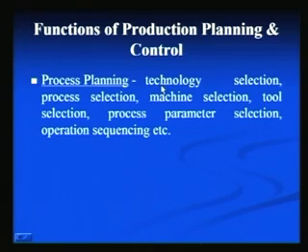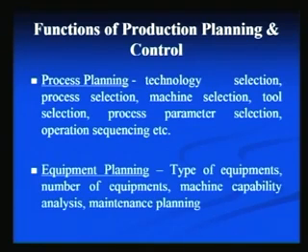Another important function that is performed under production planning and control is equipment planning. In this function, we have to determine first the type of equipments, that means the type of machines and other accessories which we need to run our operations. While determining the type of equipments, we have to take into account the requirements of the market and the customers. For example, if customers need very high quality products, then accordingly we have to select precision machines and equipments which can give us those qualities.